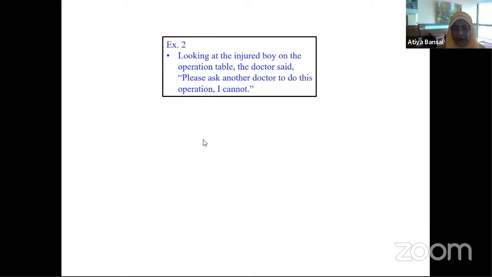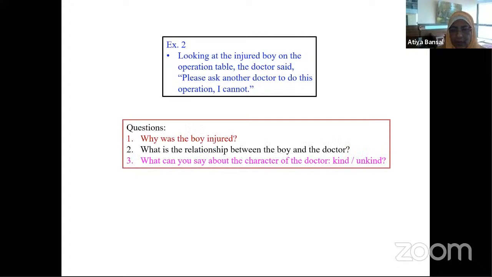Now, let us try this one. Looking at the injured boy on the operation table, the doctor said, please ask another doctor to do this operation. I cannot. Okay, now my questions are, why was the boy injured?